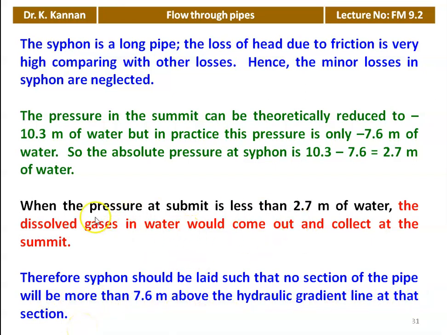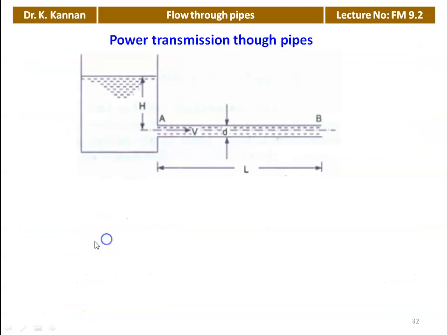So what will happen when the dissolved gases come out of the water? It will block the water flow. To avoid blocking the water flow, we have to look into the design so that the siphon is laid such that no section of the pipe is more than 7.6 meters above the hydraulic gradient line at that section. That is the condition when you are laying a pipe across a hill for pumping the water.